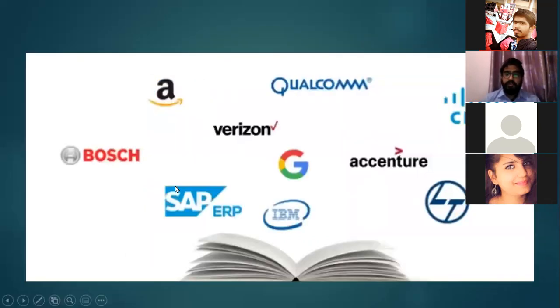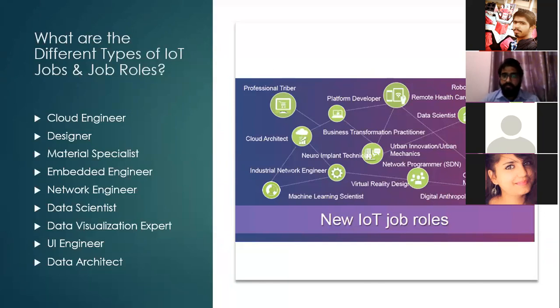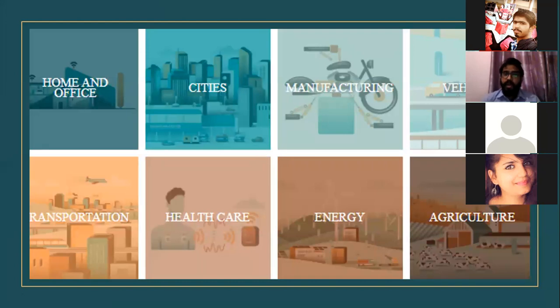And here is the list of all the companies that are hiring different IoT engineers, like Amazon, Qualcomm, Google, IBM, Bosch, L&T, Cisco, and many more. So these are all companies hiring different IoT engineers. And what are the different types of jobs over there? Cloud engineer, design engineer, material specialist, embedded engineer, data architect, and lots of other roles are there for an IoT engineer. And again, different applications you can find over here: home and office applications, cities, manufacturing, vehicles, and others. So all these are the applications. Clear?